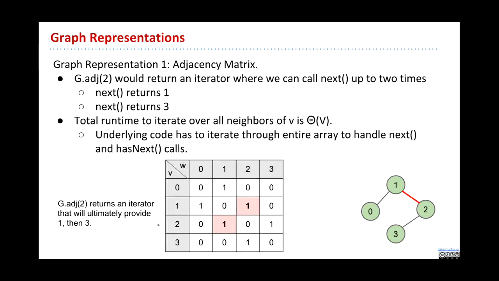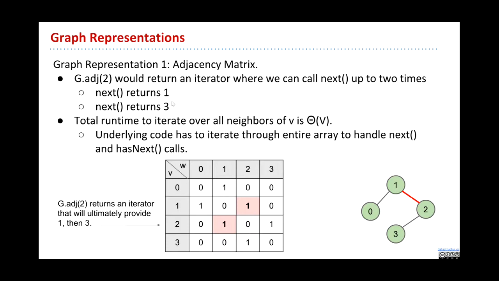So for example, to get a sense of what this would mean, this g.adj(2), right? If I ask for an iterator over 2's neighbors, it gives us an iterator, and that iterator will have 2 values in it, okay? So you can call next up to 2 times. The first time you call it, you'd get 1. And the next time you called it, you'd get 3.